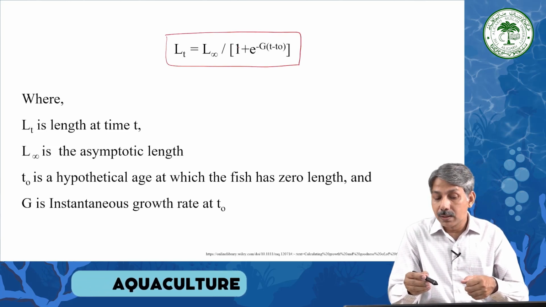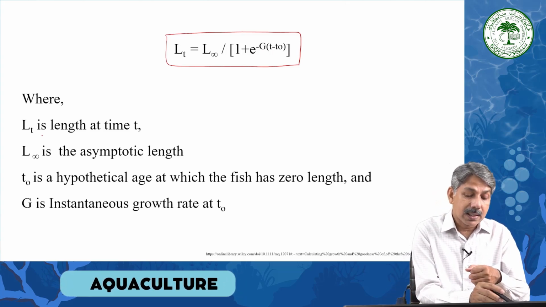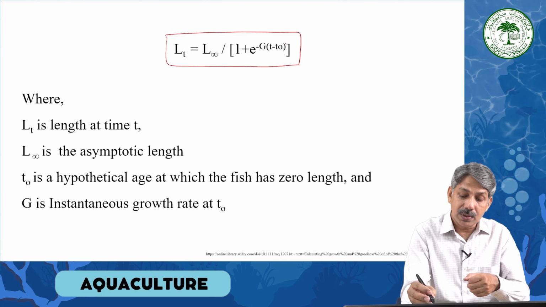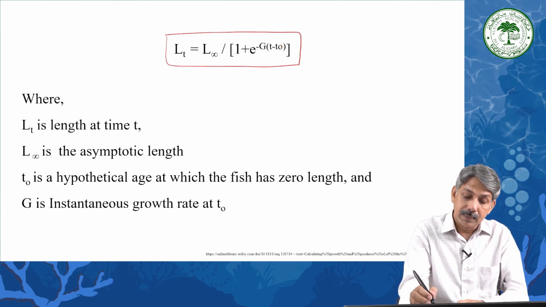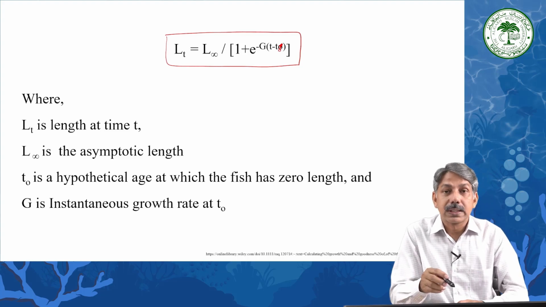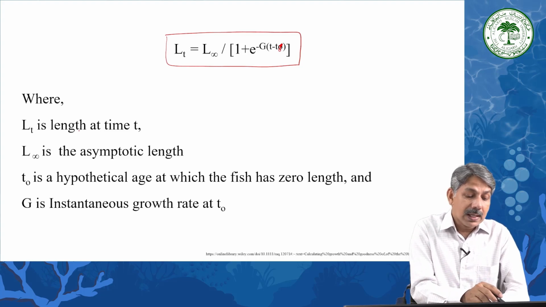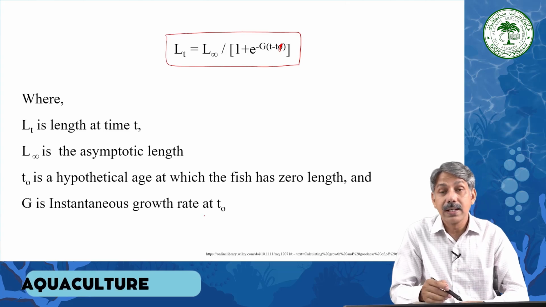over 1 plus e to the power minus g (t minus t0). Here this t0, 0 is a subscript. Right? This 0 is used as a subscript. Lt is length at time t, L infinity is the asymptotic length, t0 is a hypothetical age at which the fish has 0 length, and g is the instantaneous growth rate at t0.